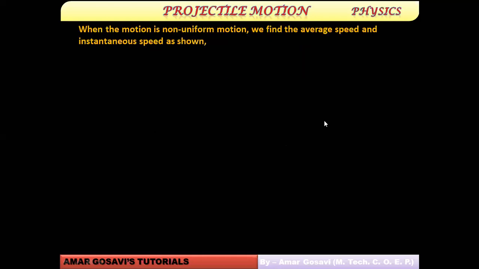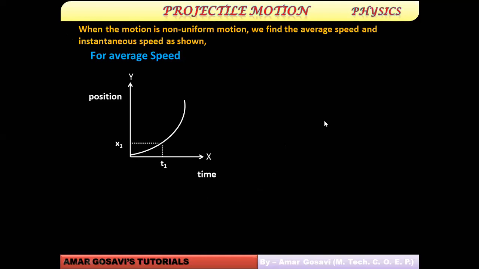This is something which I was talking about. When the motion is non-uniform, then how do we work it out? We have to find average speed and instantaneous speed in this manner. For average speed, you plot the position-time graph like this. And you will work out the coordinate x1 for t1, similarly x2 for t2, right?